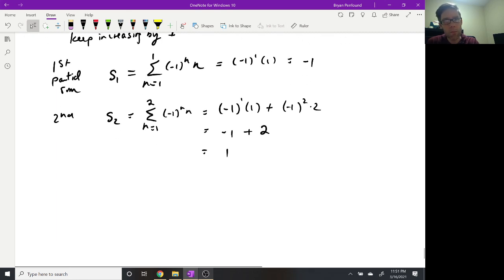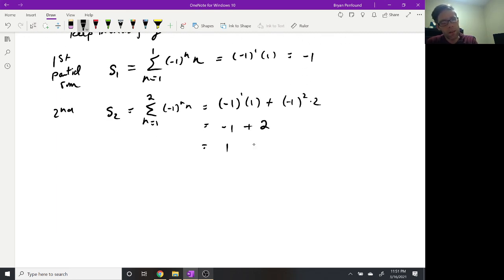And so let's do this a couple more times. And then what we do is we analyze these partial sums to see if the partial sums are going somewhere, or if they're not really going anywhere, if they're getting larger and larger.